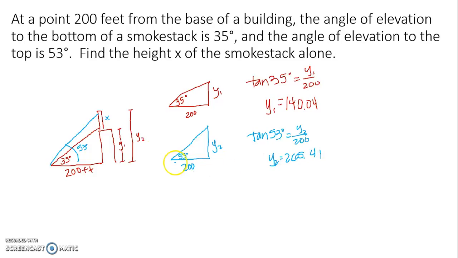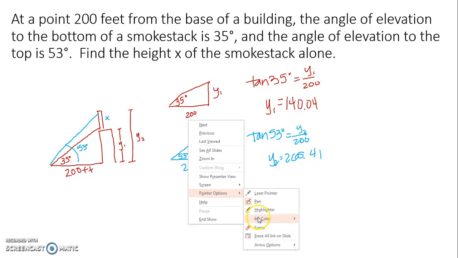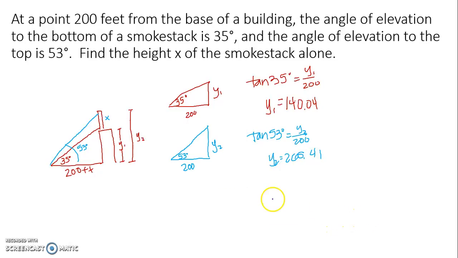If I want to know just the smokestack, that should be just the difference between those two. So I'm going to subtract them. So my x, my height of my smokestack, should be 125.37 feet.